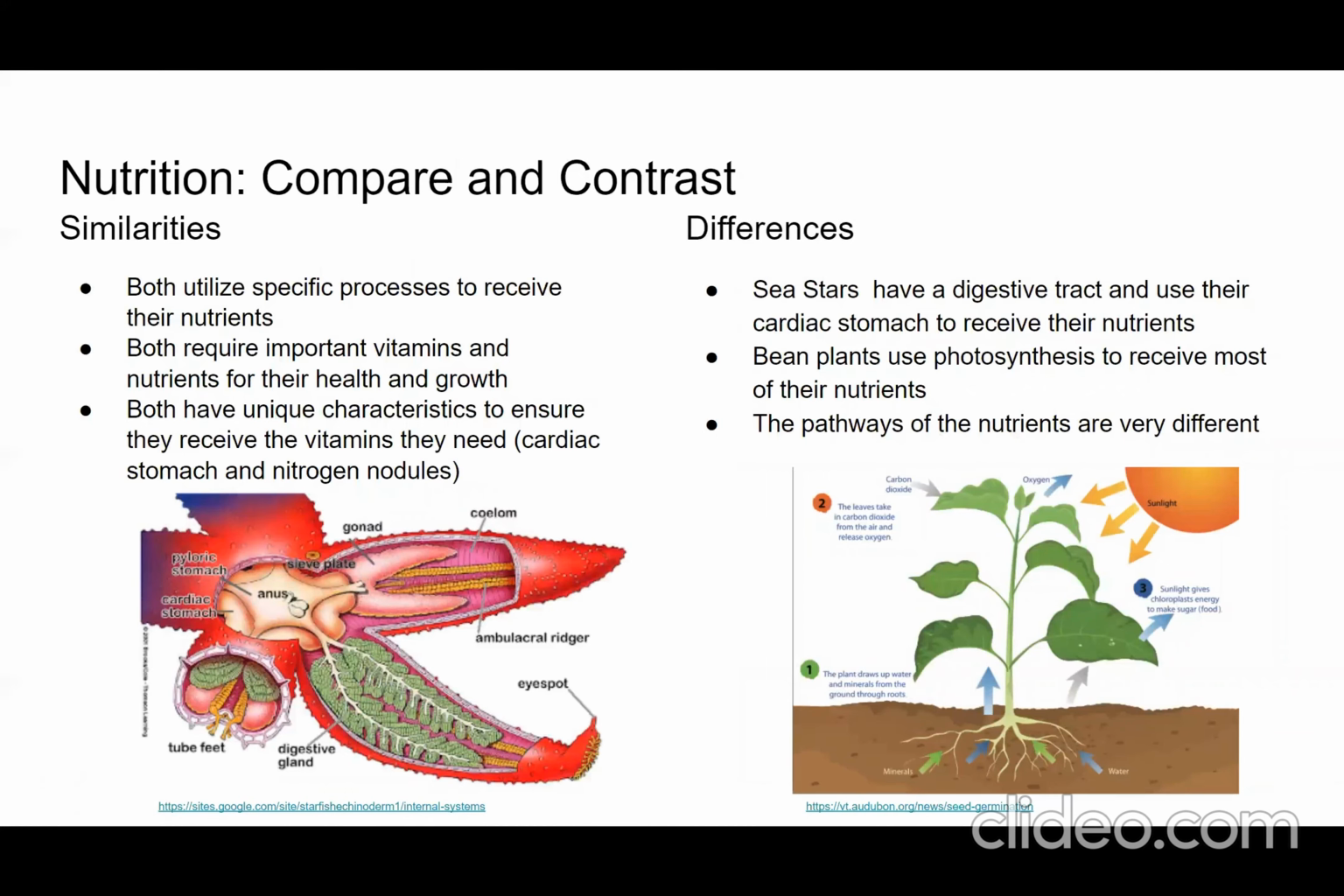While the process of receiving their nutrients are very different, they both require a specific process so that they can obtain important vitamins and nutrients for their health and growth. Both organisms also have unique characteristics to ensure they receive the vitamins they need. In the sea star, for example, it uses its cardiac stomach and tube feet to gather their food and nutrients, and the bean plants have the nitrogen nodules on their roots to receive the nitrogen for growth. While they have these similarities, sea stars have a digestive tract, whereas bean plants use the process of C3 photosynthesis. These pathways are very different, yet accomplish the same goal for both organisms.